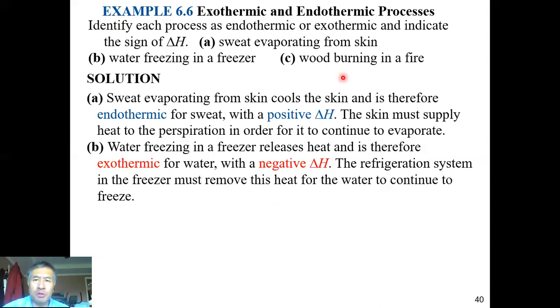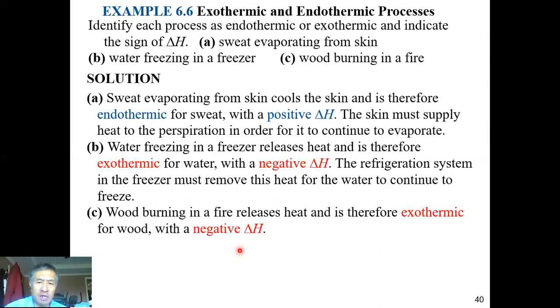Process C is the wood burning in a fire. The wood burning in a fire releases heat and is therefore exothermic, so for wood, delta H is negative.